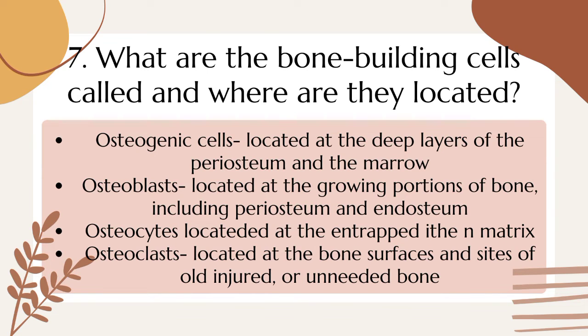What are the bone building cells called and where are they located? First one is the osteogenic cells. These are located at the deep layers of the periosteum and the marrow. Next one is the osteoblast. It is located at the growing portions of the bone, including the periosteum and the endosteum.